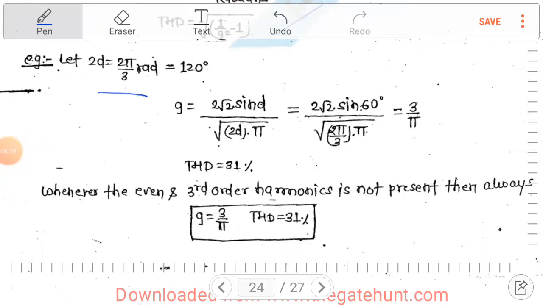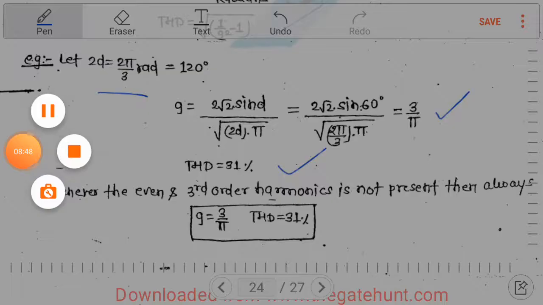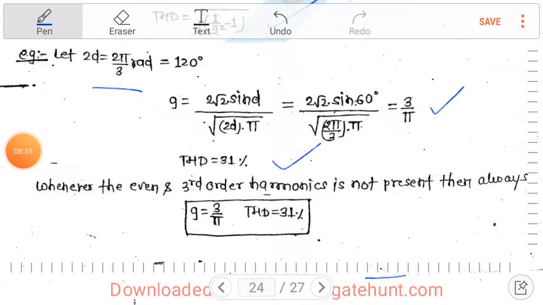For example, if the pulse width is 120 degrees, we get the distortion factor 3 by pi and total harmonic distortion is 31%. So from here we can understand that even and third harmonics are absent and harmonic distortion is reduced by 17% from the single phase VSI, as there we obtained 48.43% total harmonic distortion.